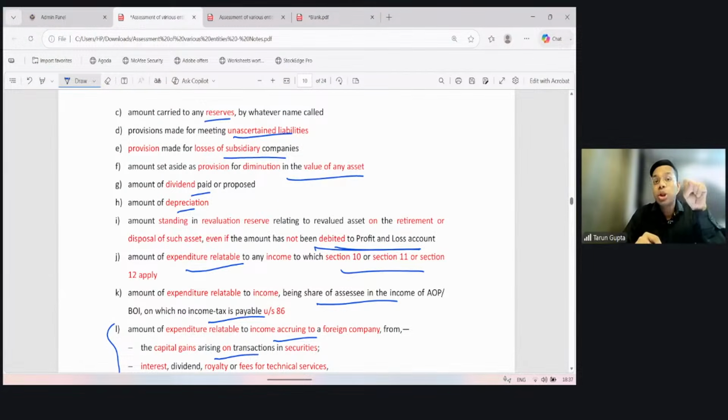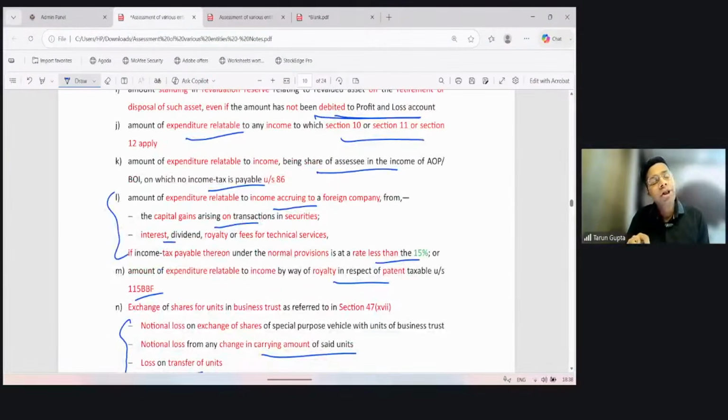Then the depreciation amount, which is debited to P&L account, is added back, and any amount standing in the revaluation reserve in respect of an asset which has been transferred. So the asset has been transferred, but there is an amount standing in the revaluation reserve for that asset. Then such amount has to be added back even if such amount has not been debited to the profit and loss account. Okay. Then there are some incomes which are not liable to MAT, and therefore any expenditure in respect of such income is also added back.